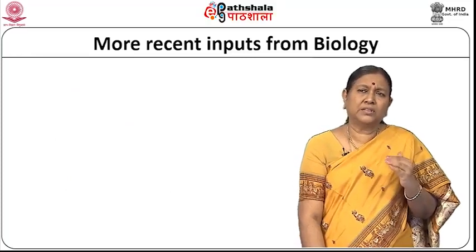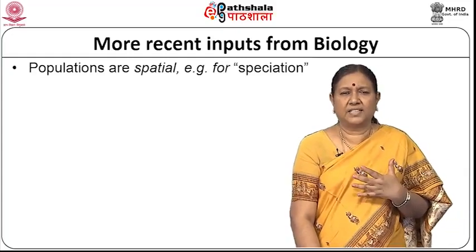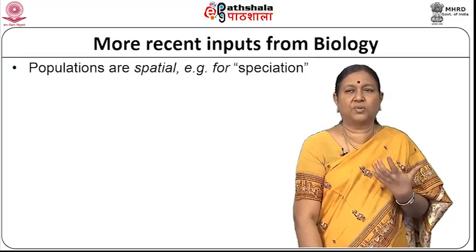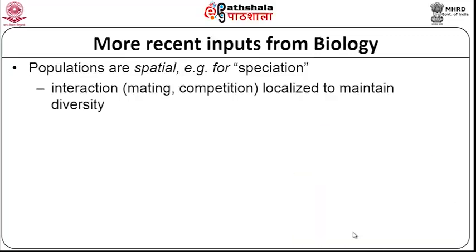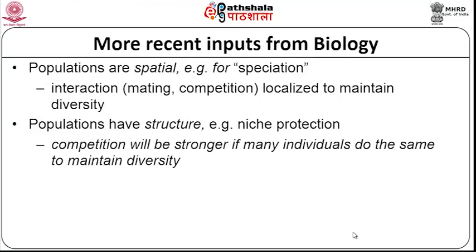So, what are the most recent inputs from biology? Populations are spatial, for example speciation. So, they are spatial. Can you use that information? Interaction, mating and competition are localized to maintain diversity. So, the interaction in the population, we are talking about the biological aspect here. The mating and the competition is more among local individuals, and populations have structure, that is, there is niche protection. It is not that populations do not have any structure. Competition will be stronger if many individuals do the same, to maintain diversity. So, if all the individuals are the same, the competition will be stronger.